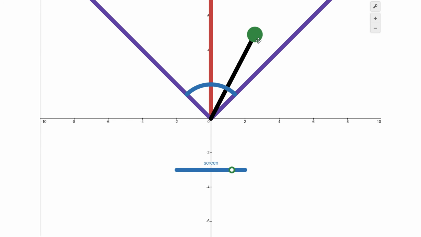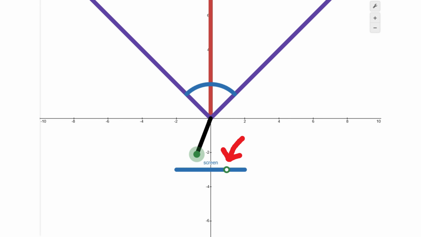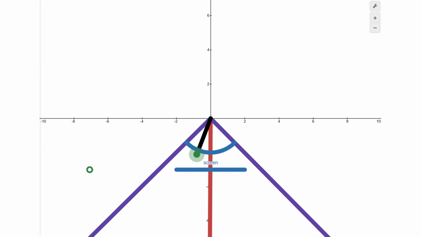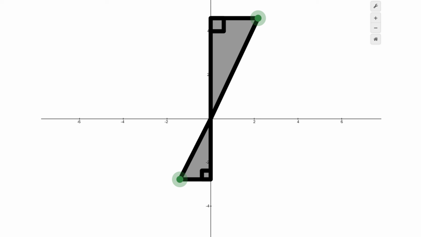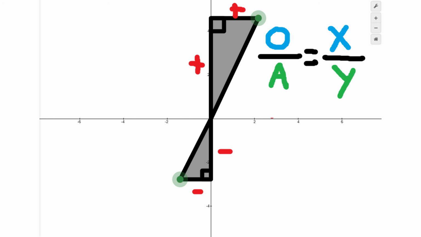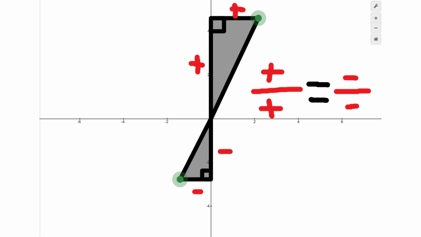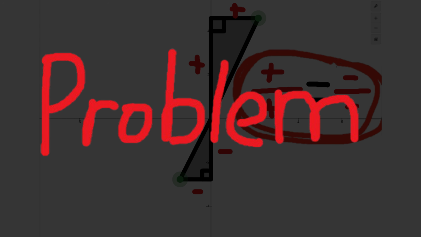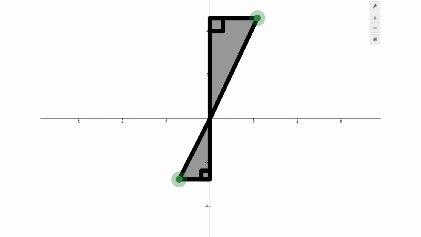Let's try moving the point somewhere different. Now the point is behind the camera. It shouldn't be visible, but it is, and when we turn to face the point, it goes off screen. Take a look at these two right triangles. Since we're dividing the x position by the y position, these two triangles are considered to have the same angle. This is a problem since clearly they aren't the same triangle.